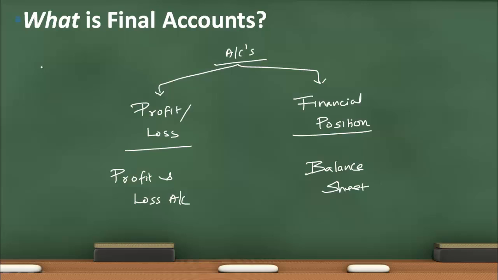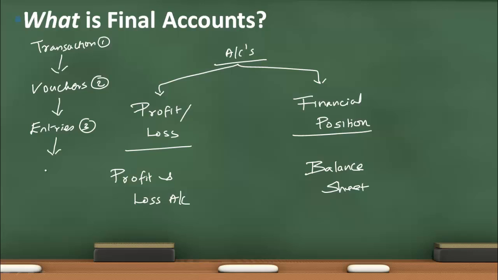So what are the stages of accounting? 1. The transaction takes place. From that, vouchers will be prepared. So that is number 2. From there, entries will be passed. That is number 3. Then postings in ledgers will take place. So that is number 4. 5. Trial balance will be prepared.